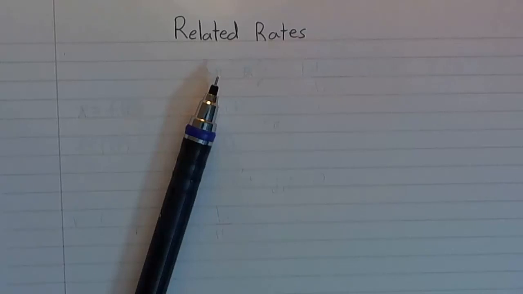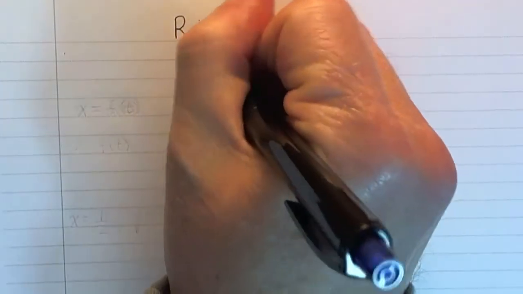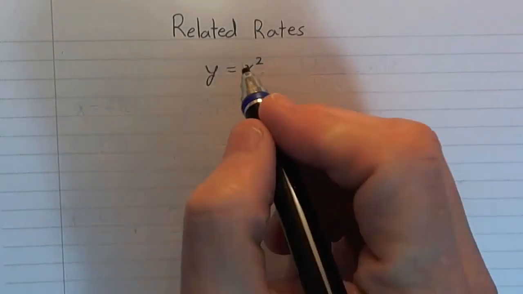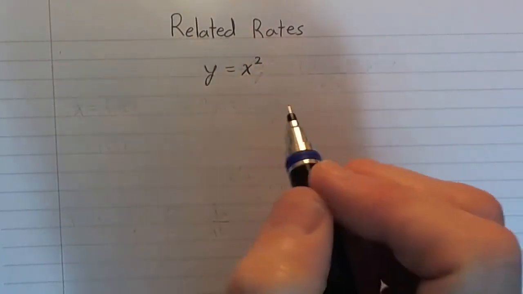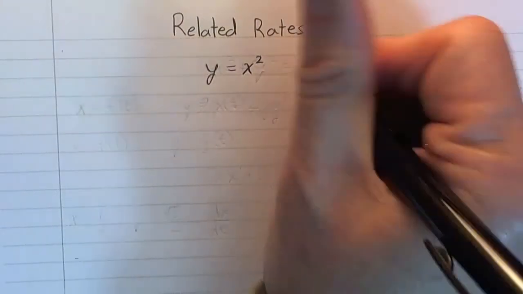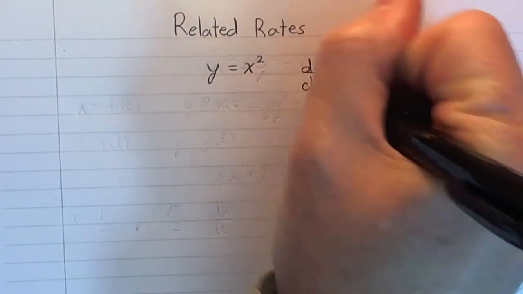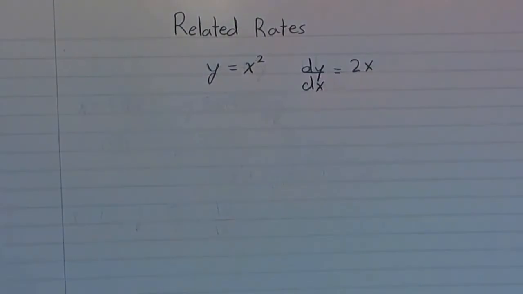Let's talk about related rates. Let's suppose that we have this relationship of x and y. We've got y equals x squared. Now, x is the independent variable and y is the dependent variable. And we might want to find dy/dx. Well, that would just be 2x. No problem. That's because we've got the input x and the output y.